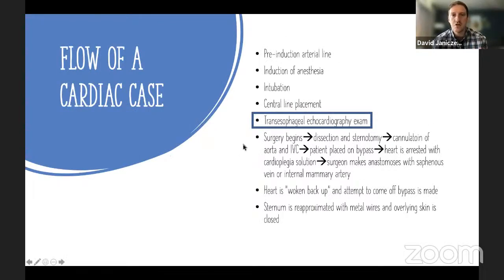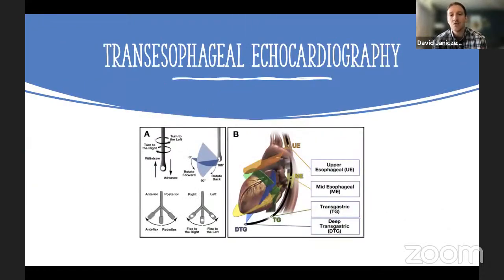All right, so then let's move on to the transesophageal echo exam. This usually happens after the central line is placed. So what is transesophageal echo? Basically what we do is we place a scope down the patient's esophagus, and then it goes behind the heart, and it looks at the heart from the inside. We can get a bunch of different views, and the tip of this probe can turn in different directions. It can flex frontwards, backwards, left and right. So we can really get different angles and different pictures of the heart.